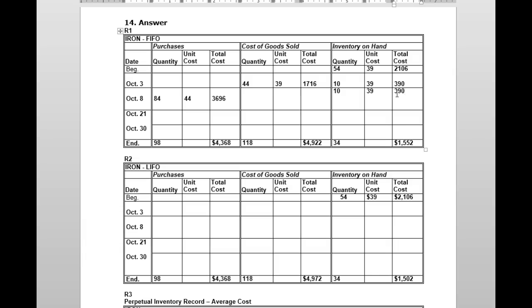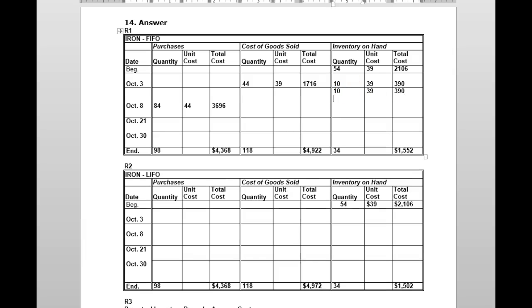And then below, you would do 84 at 44, and you would have 2 layers now of inventory cost, 3696. And you see how that works.